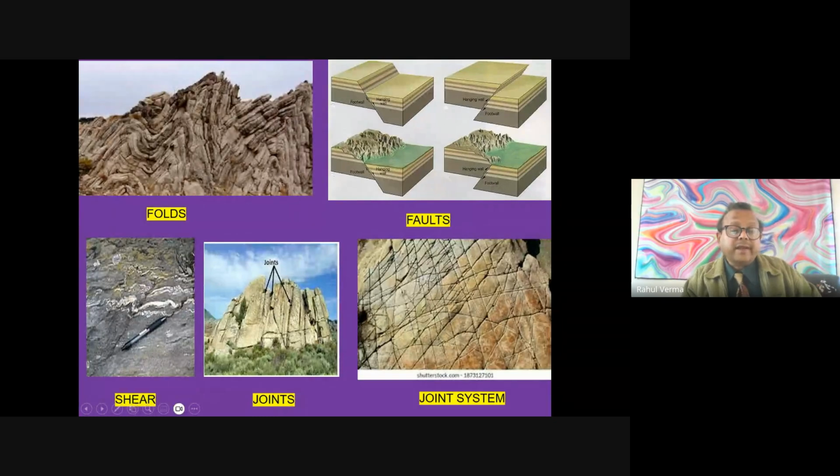Now, when we drag rocks under pressure, some part tries to react to the pressure. Shear means you drag something in two opposite directions. So you can see this structure is representing the shear zone.